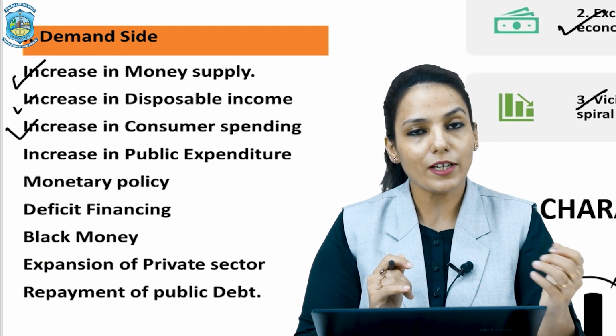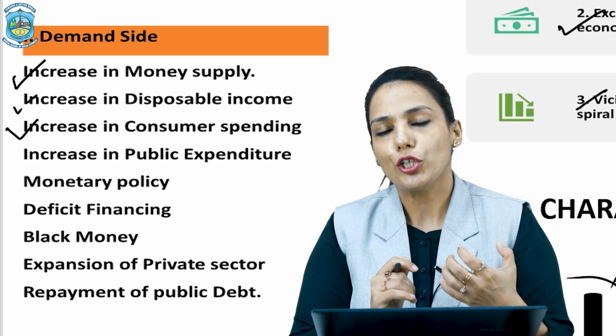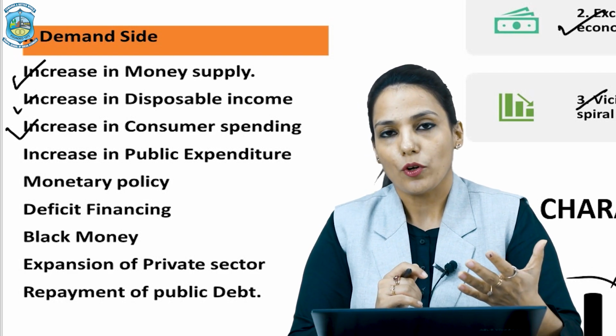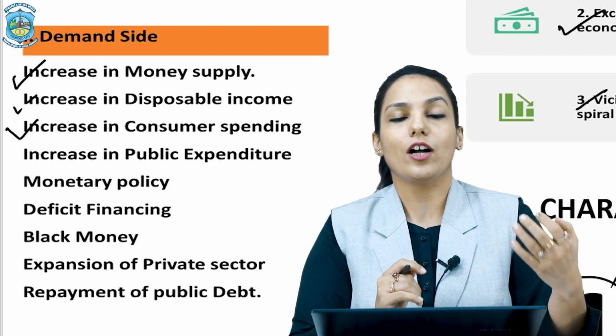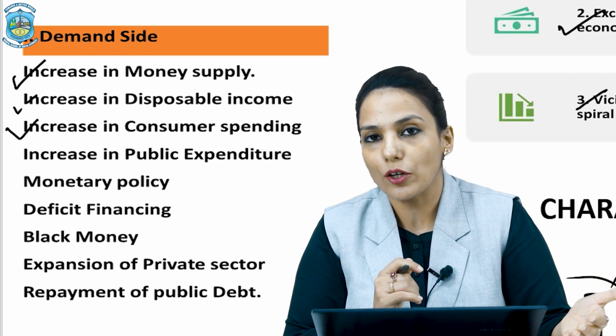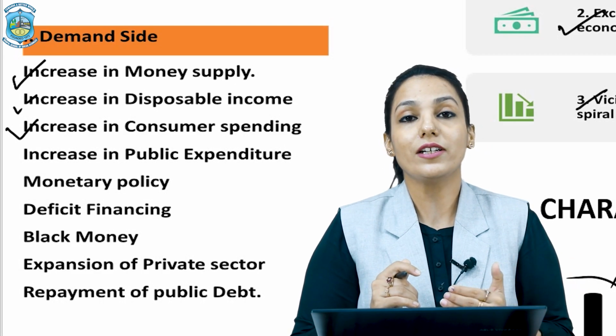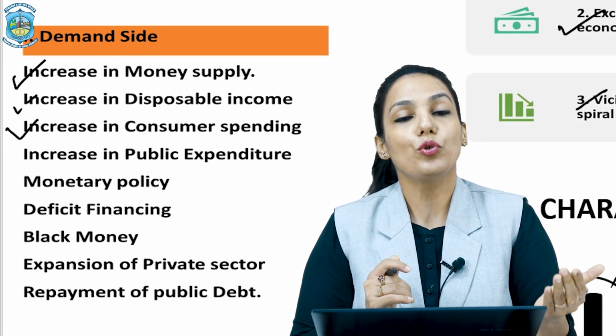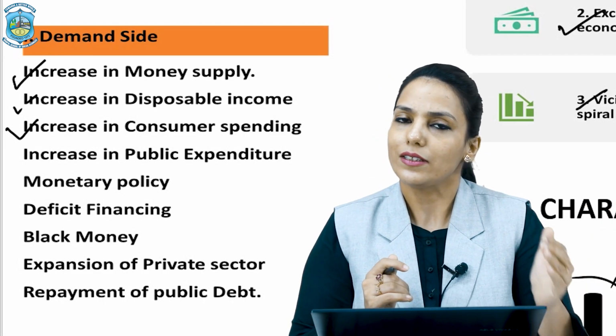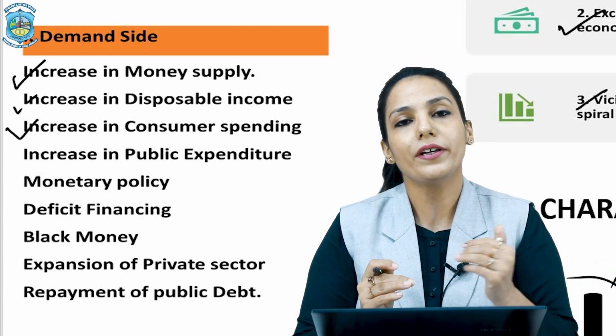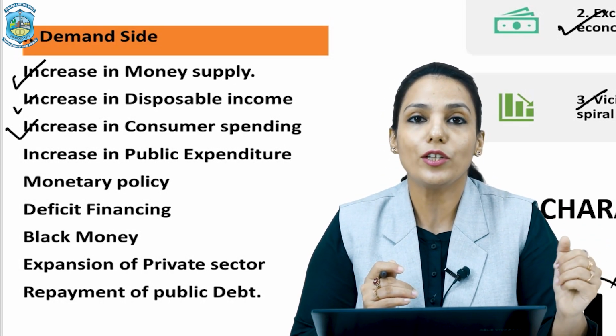On the demand side, if there is an increase in money supply due to more printing of money, or the government had put more money in the economy, injected more money, then it will lead to inflation. Or if there is an increase in disposable income due to a decrease in taxes, these taxes can be direct taxes or indirect taxes, it will lead to inflation.